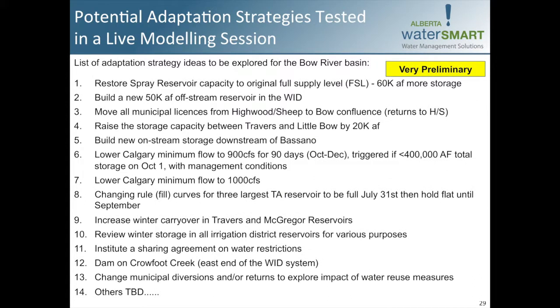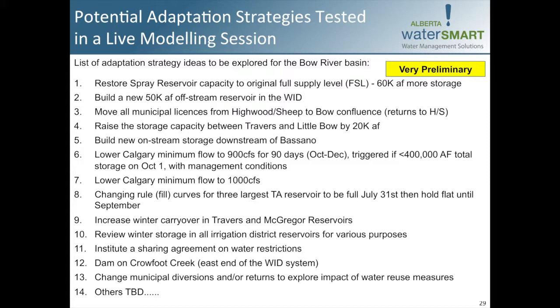So once we went through the impacts of the scenarios, we started coming up with some potential adaptation strategies. And these are the what-ifs that the stakeholders started testing in the meeting. Some of them were restore Spray Reservoir, which is in the headwaters of TransAlta Reservoir. If you actually fix the reservoir so it can be filled to its full capacity, you get 60,000 acre-feet of more storage.